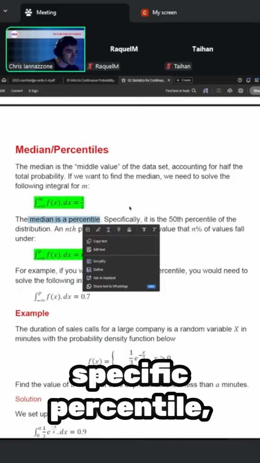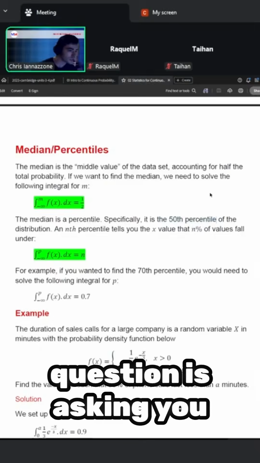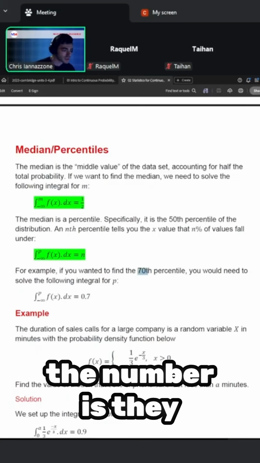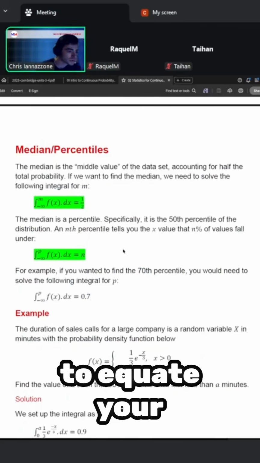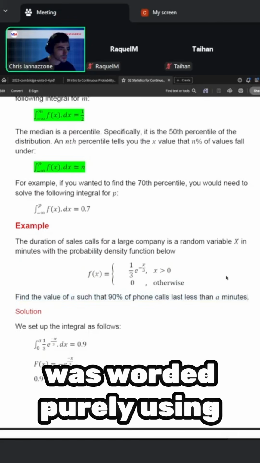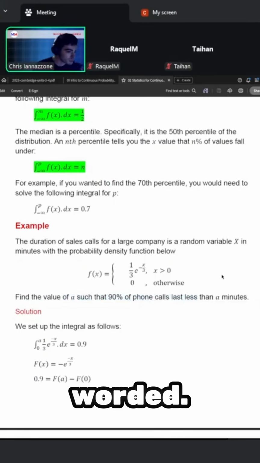The median is a specific percentile, it's the 50th percentile. So if a typical question is asking you for like the 70th percentile or whatever, basically whatever the number is they give you is the decimal that you use to equate your integral to. We've seen a question like this before, which was worded purely using math notation. Here's a version which is purely worded, right?